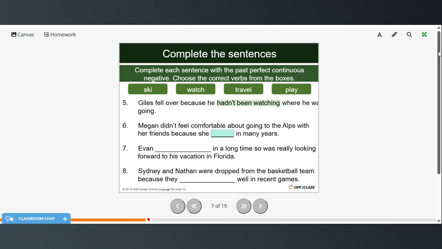Megan didn't feel comfortable about going to the Alps with her friends because she hadn't been skiing in many years. Evan hadn't been traveling in a long time, so he was really looking forward to his vacation in Florida. Sydney and Nathan were dropped from the basketball team because they hadn't been playing well in recent games.